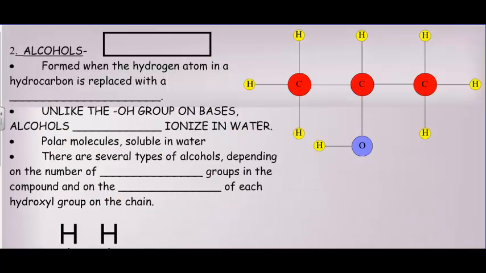The next functional group is an alcohol, and alcohols have an H removed and an OH attached to the chain. So R, remember, is your carbon chain. They have an OH. Now, I didn't draw the bond between O and H, but recognize that there is one. It looks something like that. So they are formed when the hydrogen atom in the hydrocarbon is replaced with an OH group.